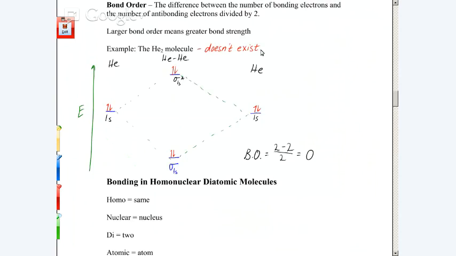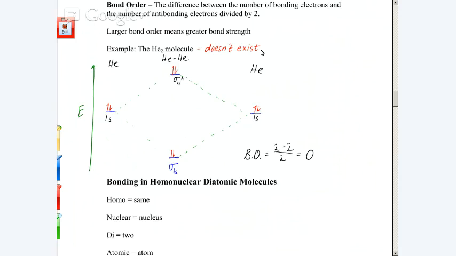In helium, you had four electrons at this level. Two of them came here, and two of them came here, so the energy in the middle is actually the same as the energy on the sides. So they don't bond. There's no energetic favor of that bond, or advantage to doing that bond.